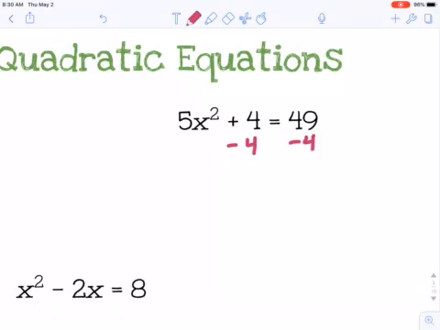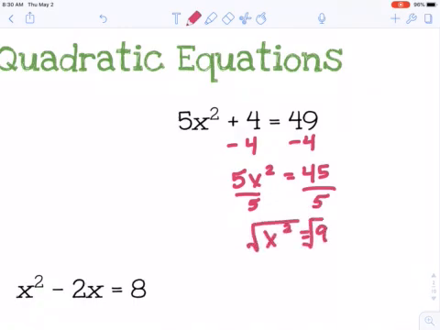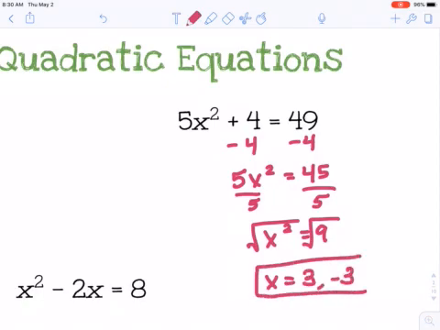I'm going to subtract 4 from both sides. So 5x squared equals 45. Divide both sides by 5. x squared is equal to 9. Then I would take the square root of both sides, so x equals both 3 and -3. There's my two answers. Cool.